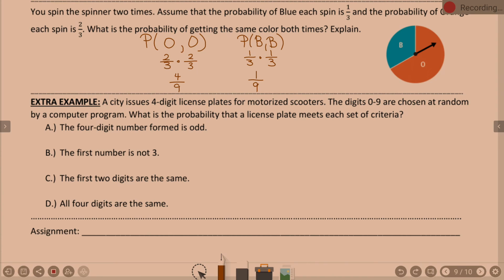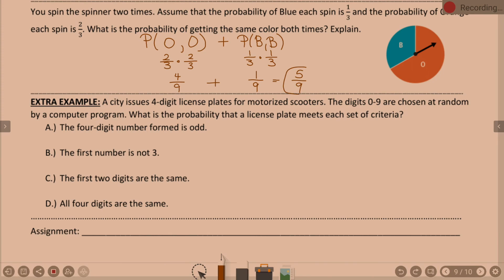We're going to add them, okay? If it's probability, what's the probability of getting the same color both times? So what's the probability of getting orange followed by orange, or what's the probability of getting blue followed by blue. So we are adding 4/9 plus 1/9, which is 5/9. And I just have 5/9 on my paper. Realize that could be turned into a decimal or percent where necessary.